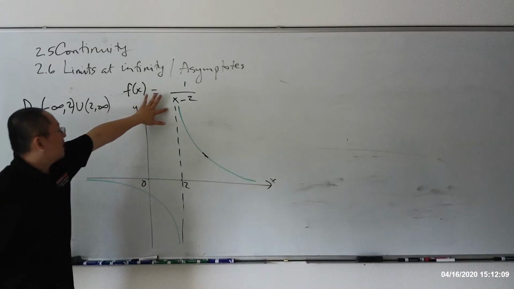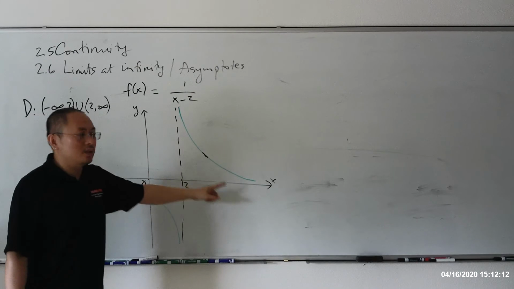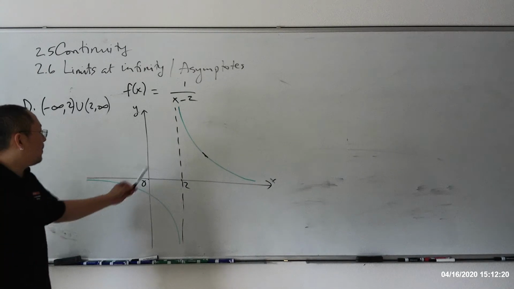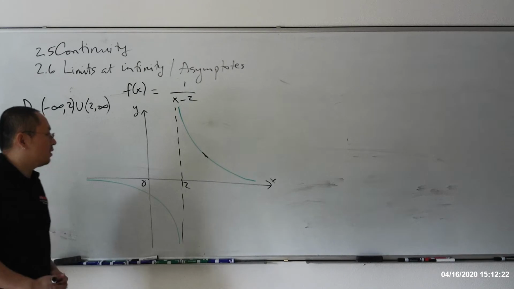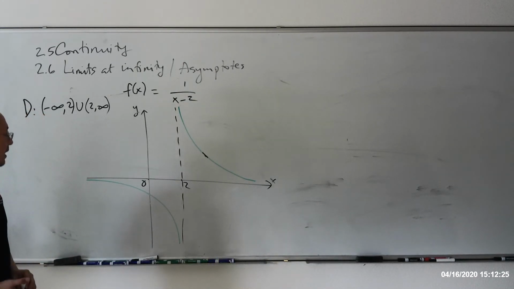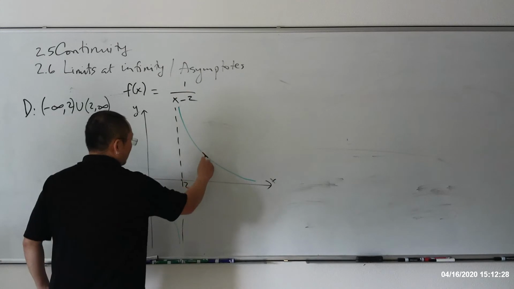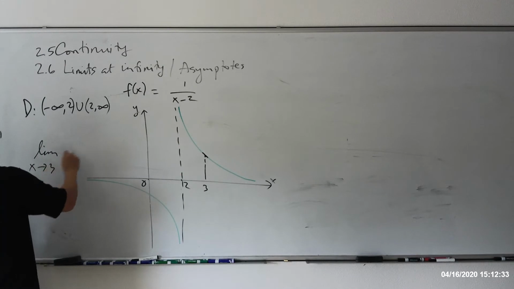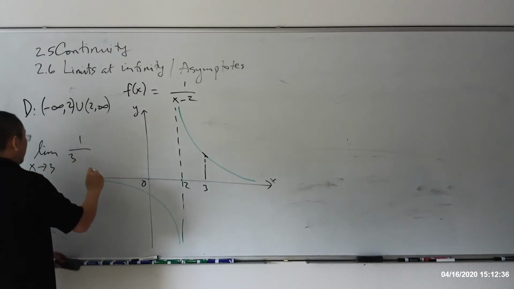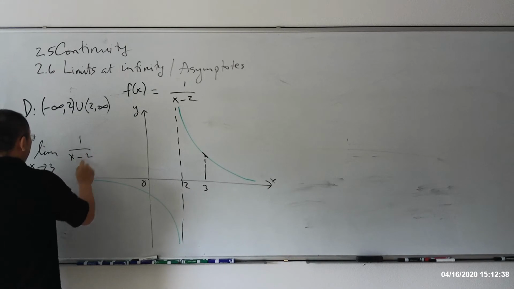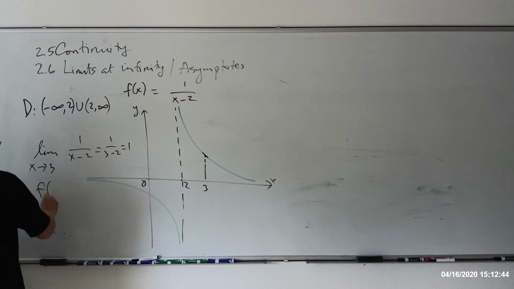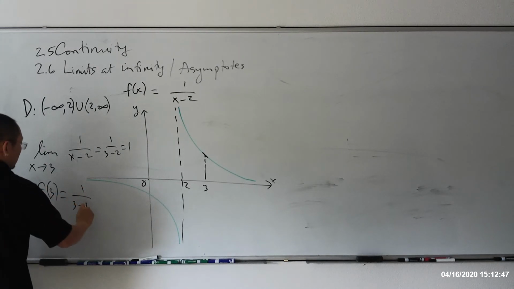And in this particular example right here, even though there are 2 pieces of the graph, 2 curves for the graph of the function, the function is still continuous because for any point in its domain, anything except for 2, you can find the limit, and the limit is equal to the value at the point. Say the point right here, say 3, right? The limit as x approaches 3 of 1 over x minus 2 is 1 over 3 minus 2, which is equal to 1. And then f of 3 is equal to 1 over 3 minus 2, which is still 1.